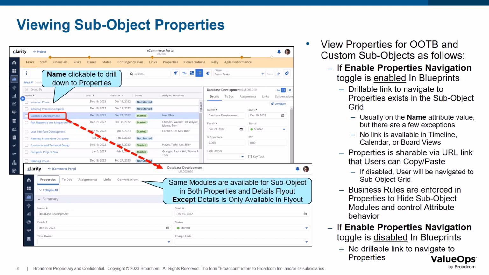On the subobject properties screen, we are enforcing any business roles in properties to hide subobject modules or control attribute behavior. And if the administrator did not enable the properties navigation toggle and it's disabled in the project's blueprint, then there would not be a drillable link on the task name to navigate to properties.